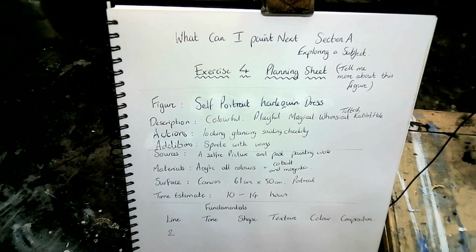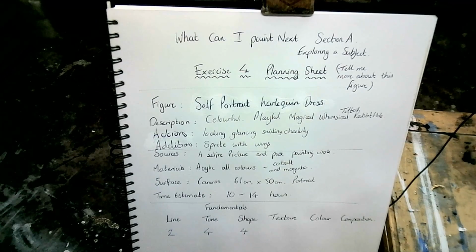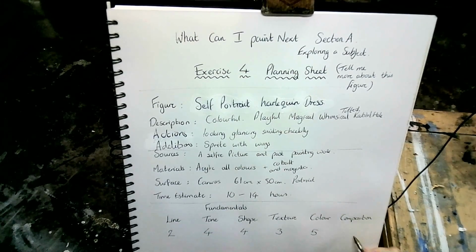Tone. I'm going to do a 4 because I'm going to use differences in tone with the background and the sprite and me to actually make these colourful objects stand out from the colourful background. It will make sense when you see it. Shape. The shape of the Harlequin diamonds is going to be important to get right. Texture 3, colour 5, composition 5.